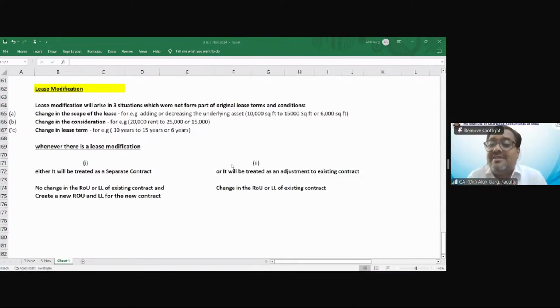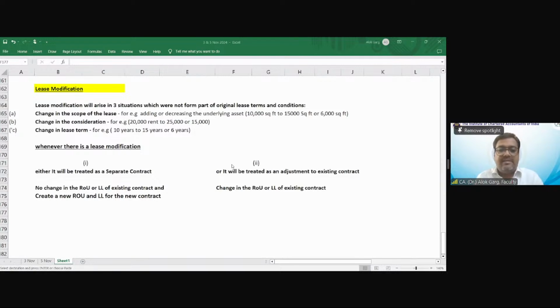Correct. So in this case, it will be treated as an adjustment to the existing contract. Why? Because the increase in scope is not in line with the market rentals. This will be treated as an adjustment to the existing contract, and hence there will be a change in the ROU or lease liability of the existing contract. Is that clear?